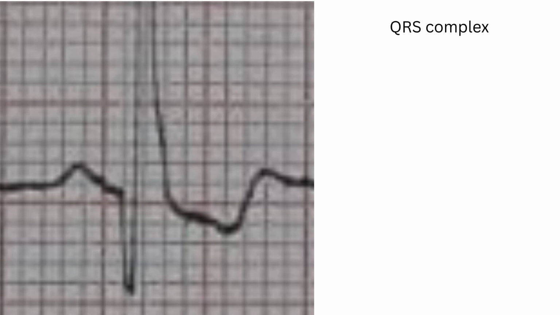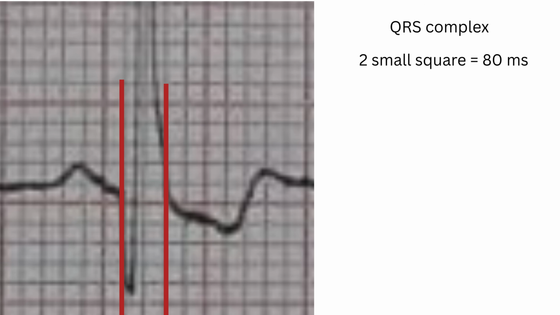Next, let's measure the QRS duration. By drawing two parallel lines through the beginning and the end of the QRS complex, we can see that it spans 2 small boxes, which equals 80 milliseconds. Since the normal QRS duration is between 70 and 100 milliseconds, the QRS duration is normal.